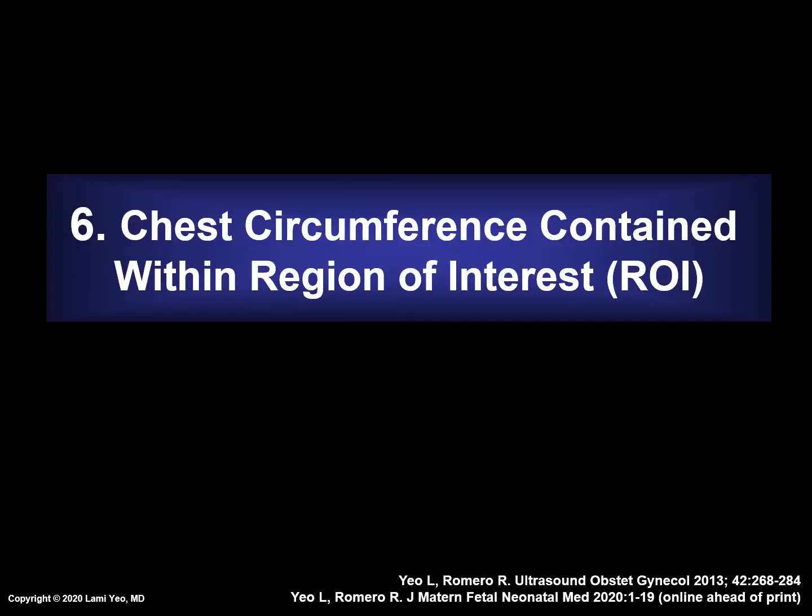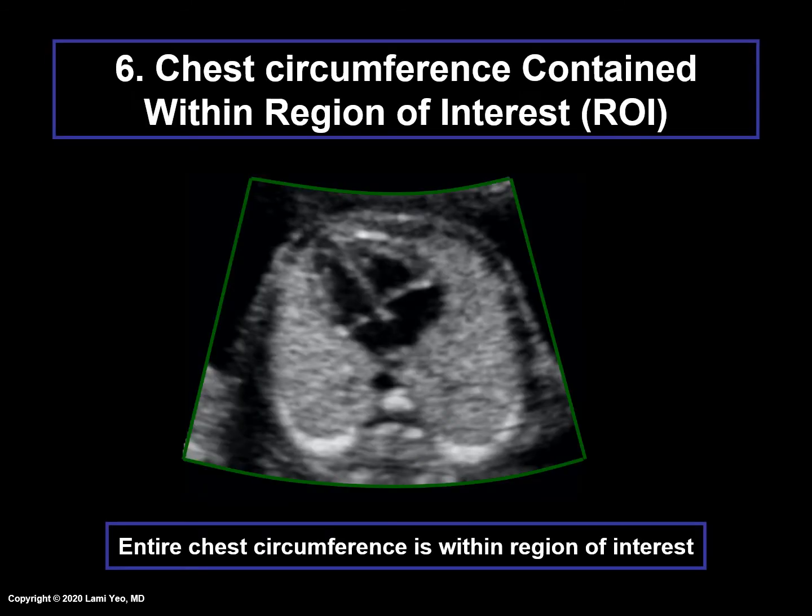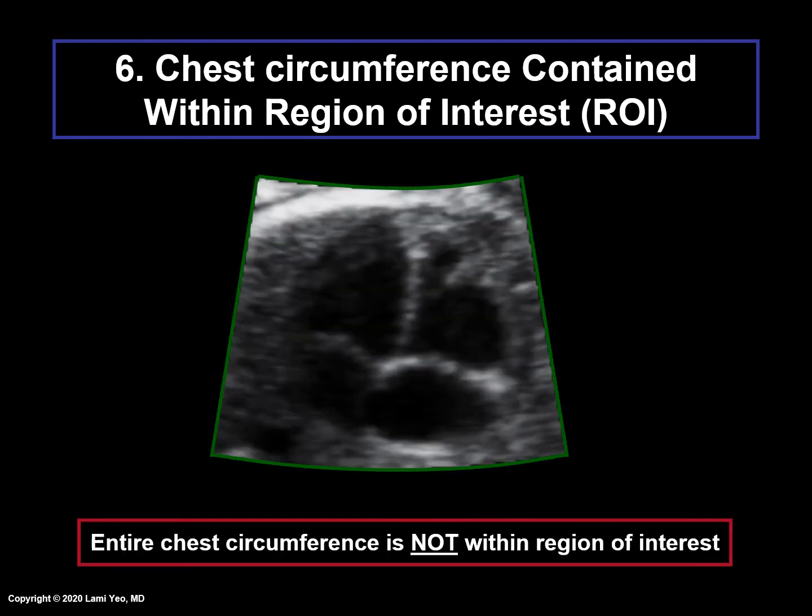The sixth STIC loop criteria is that the chest circumference should be contained within the region of interest box. If the region of interest box encompasses the entire fetal chest circumference as shown here, this should contain all the anatomic information of the fetal heart. However, here the entire fetal chest circumference is not within the region of interest box. As a result, FINE will not be able to show all the cardiac anatomy because it was not originally included in the volume acquisition.